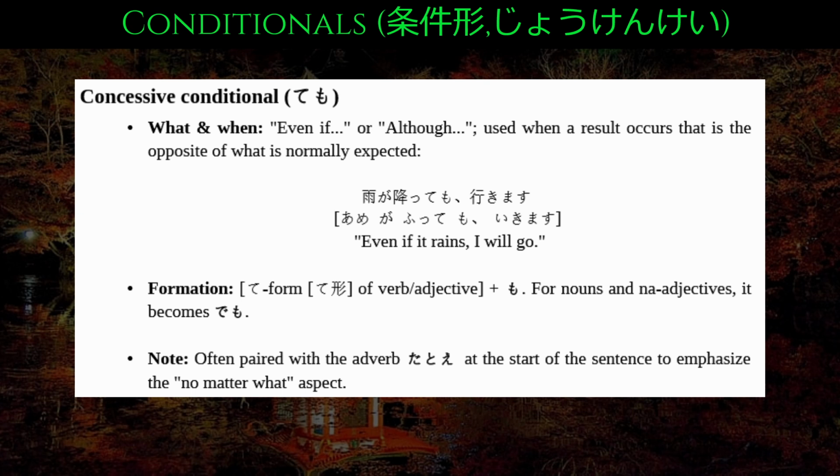As for the formation, again, you guessed it, the te form of a verb or adjective plus mo. For nouns and na adjectives, it becomes demo, so be careful. And one final note here, this one is often paired with the adverb tatoe at the start of the sentence to emphasize the no matter what aspect.